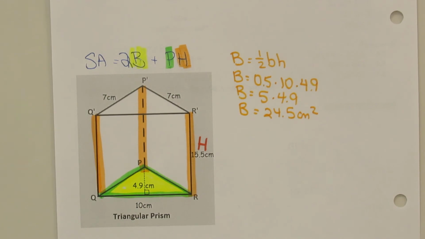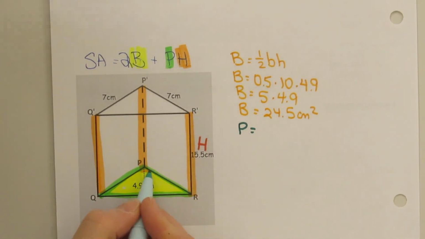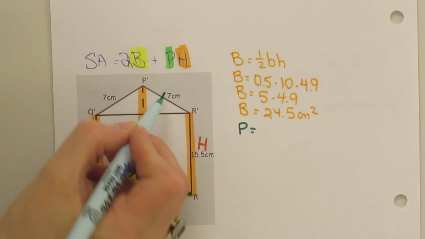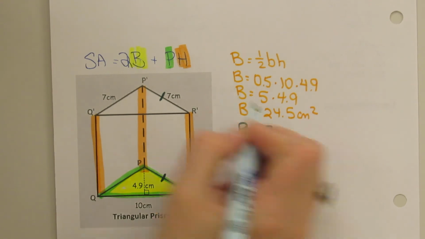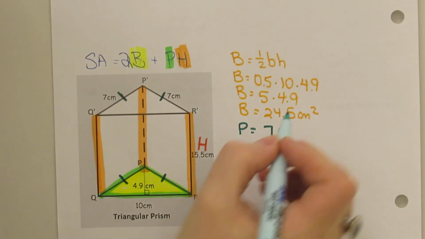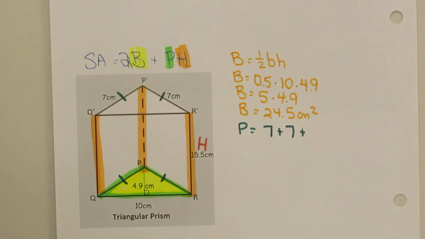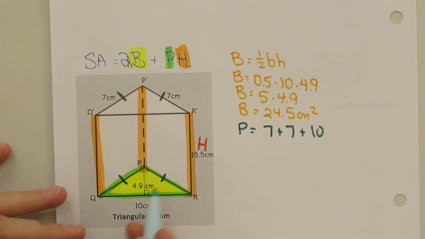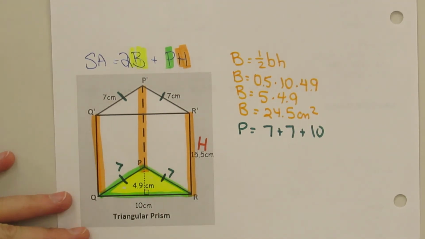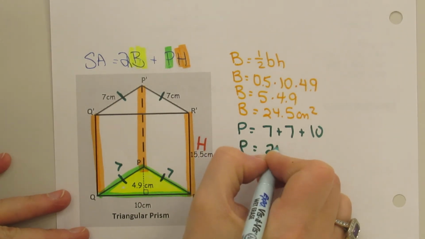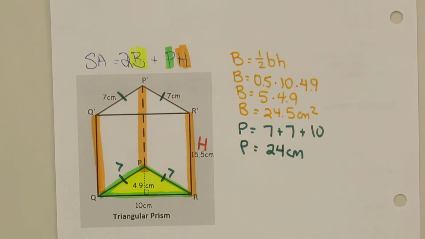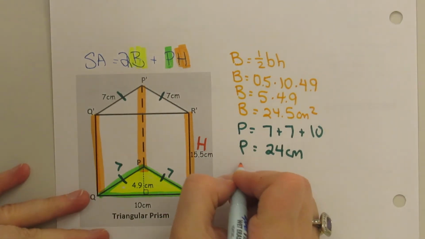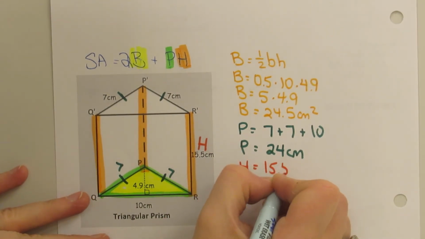So that's my yellow. Next, I need my perimeter, which I highlighted in green, the perimeter of the triangle. So this side matches this side up here. This is 7, so this is 7. This one is 7, so this one is also 7. And 10 along the bottom, so I've got a 7, 7, and 10. So my perimeter is 24 centimeters. And last but not least is the overall height of the prism, 15.5 centimeters.